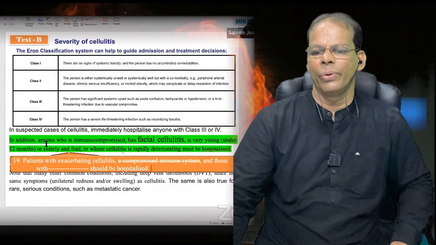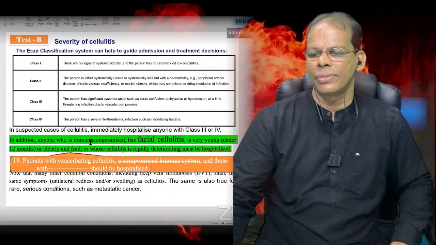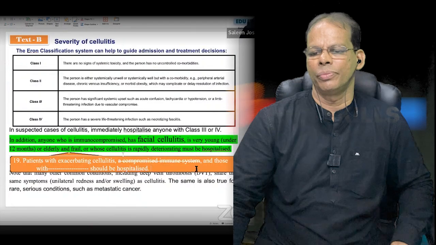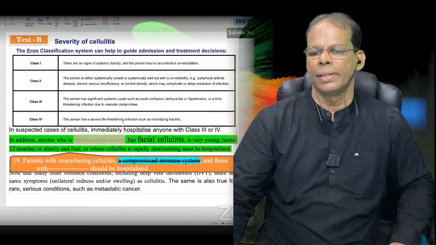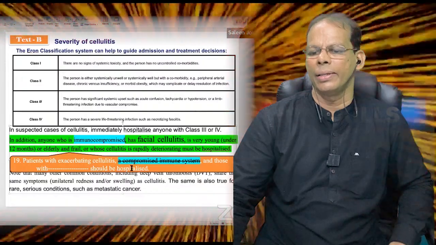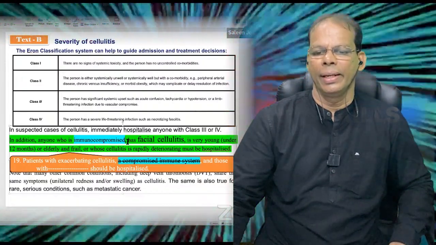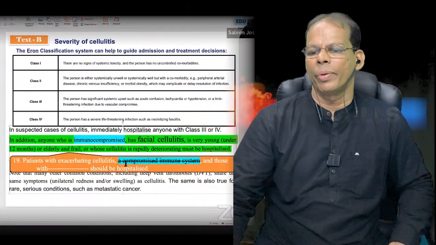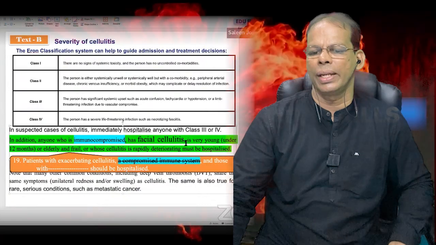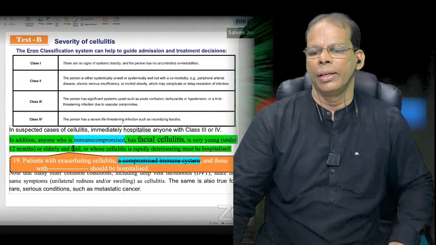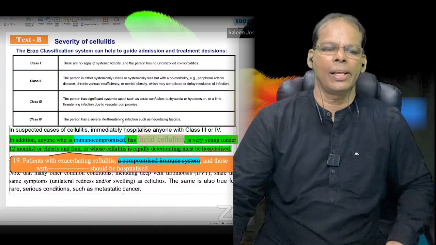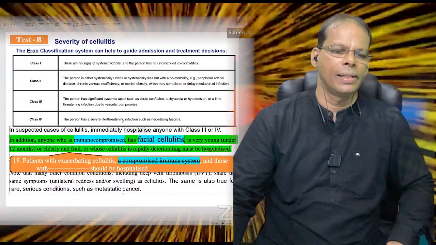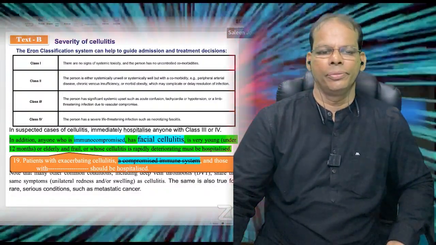In addition, anyone who is immunocompromised, compromised immune system. Immunocompromised, here it is given as compromised. And those with dash should be hospitalized. In addition, anyone who is immunocompromised, has facial cellulitis, is very young or elderly, frail, or whose cellulitis rapidly deteriorates, must be hospitalized. Facial cellulitis. Yeah, it's a direct thing. Next one is the 10th one.